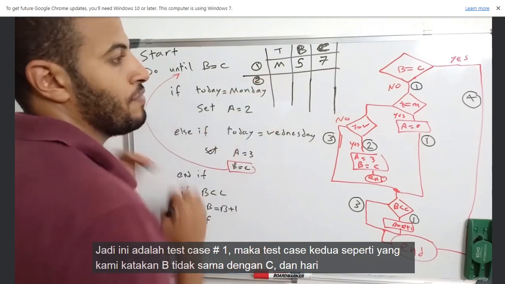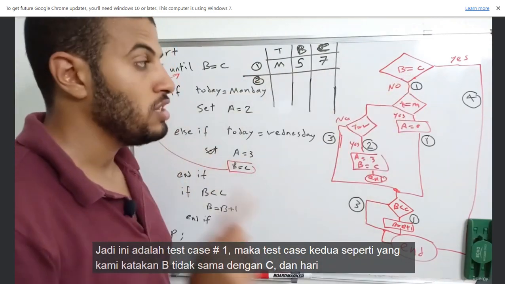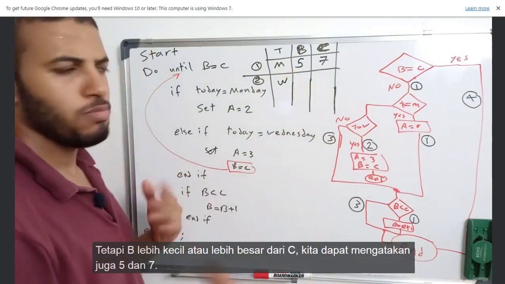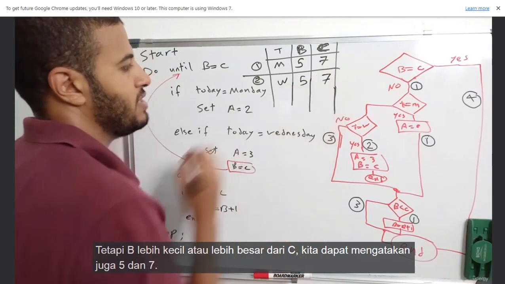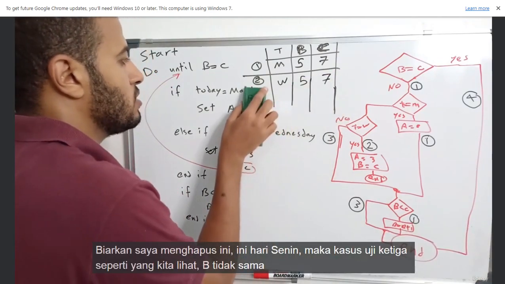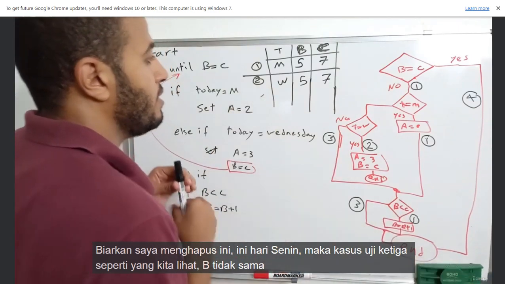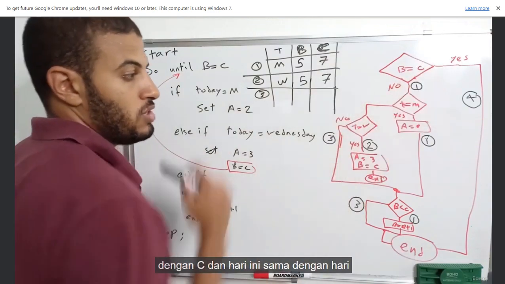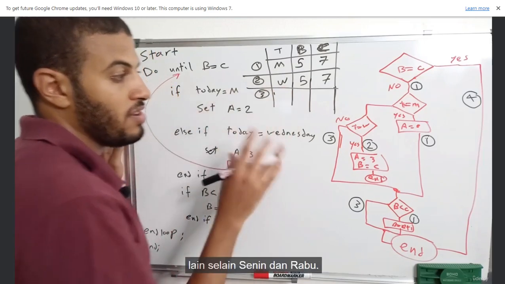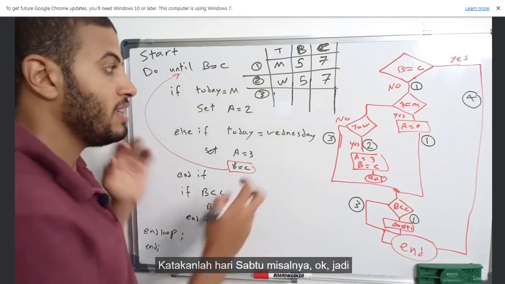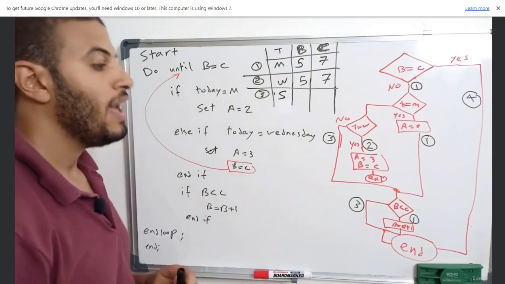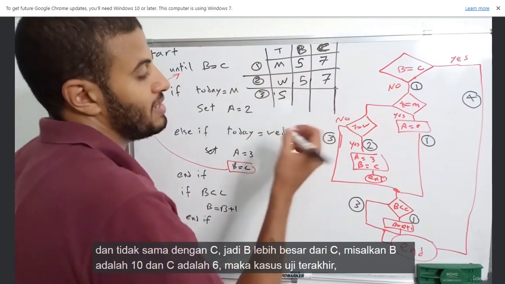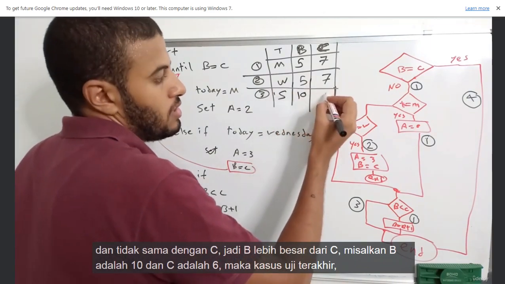Then the second test case, like we said, B is not equal to C, and today equals Wednesday. Okay, but B is smaller or greater than C. We can say also 5 and 7. Okay, let me remove this. This is Monday. Then the third test case, like we see, B is not equal to C, and today equals any other day other than Monday and Wednesday. Let's say Saturday, for example. Okay, so Saturday, and B is not smaller than C, and it is not equal to C. So B is greater than C. Let's say B is 10 and C is 6.